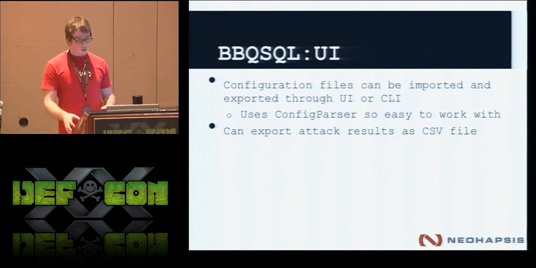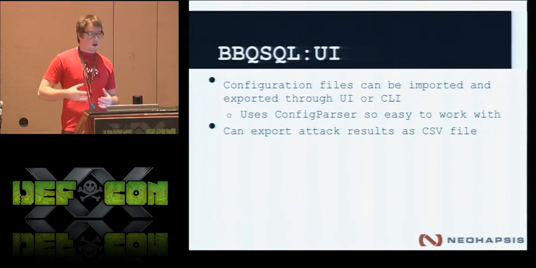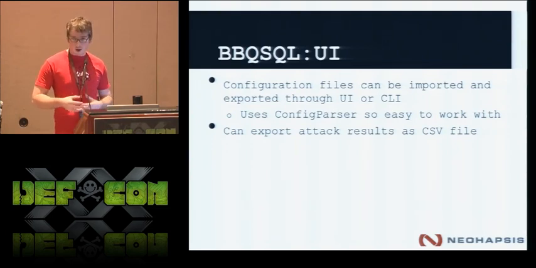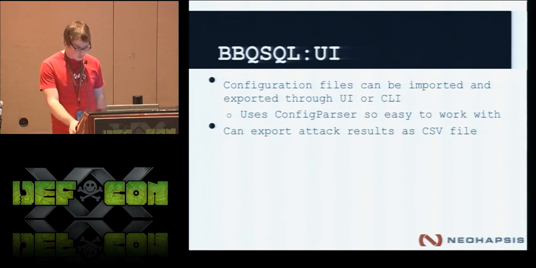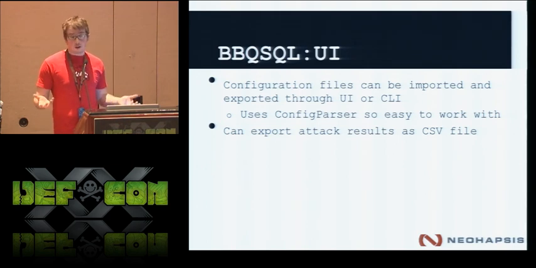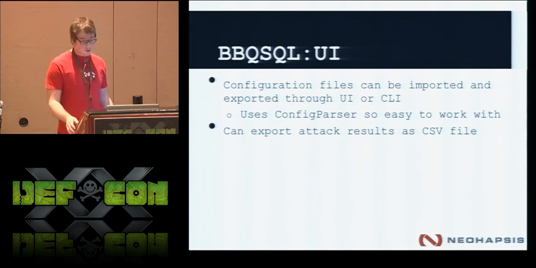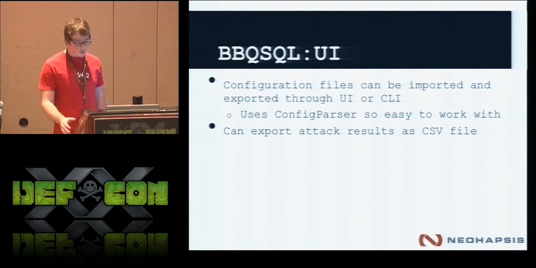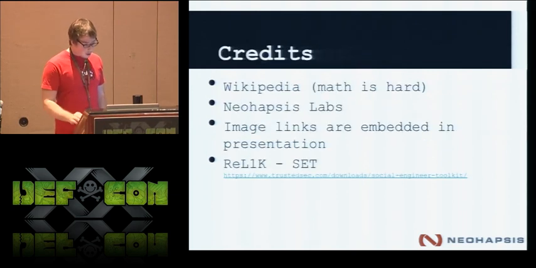Let's say you build out that really complicated request, and it was kind of a pain, but you got it all built out. You can export that to a configuration file. We're using the ConfigParser library in Python, so it's really easy to work with. From there you can copy some of the configs, and maybe all you're changing at that point is the query object. As we also mentioned, you can export the results as a CSV file. So in a nutshell, that's BarbecueSQL.